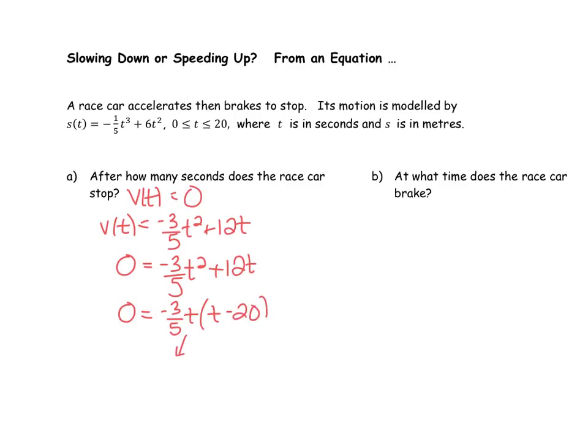So I have two values for t that make this true. I have t is equal to 0, so when time is 0, and when time is 20 seconds. So obviously the car was stopped when t was 0, so our conclusion here is that the car stops at 20 seconds.